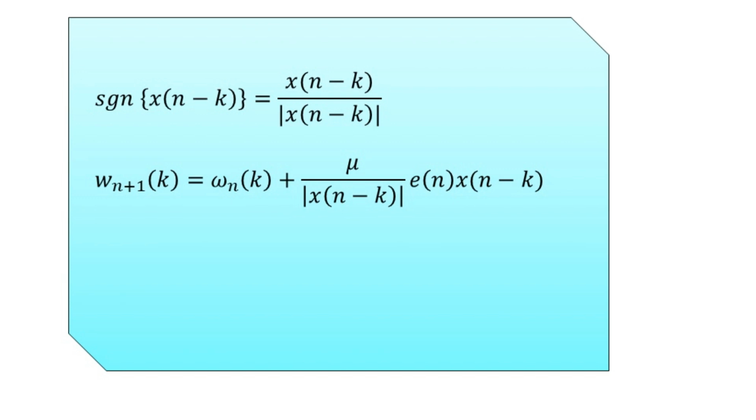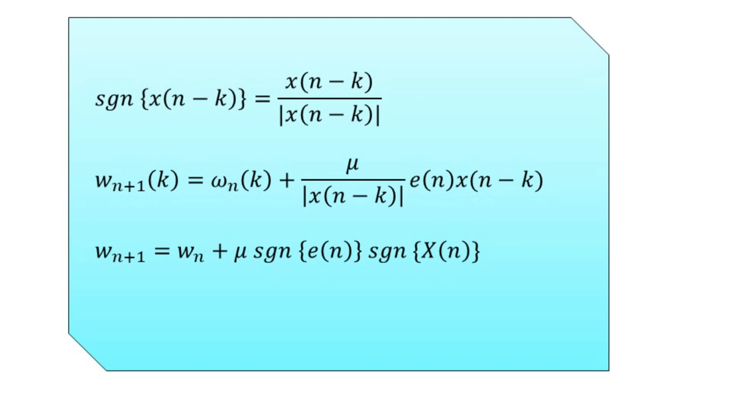So here we have w suffix n plus 1 is equal to w suffix n added by mu multiplied to the signum function sgn of e of n multiplied by sgn of x of n here. So as in the previous case, we have been introduced to the leakage term denoted by gamma here for bringing stability into the current case here.